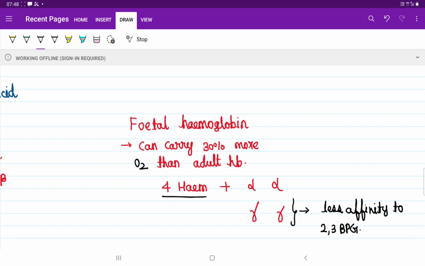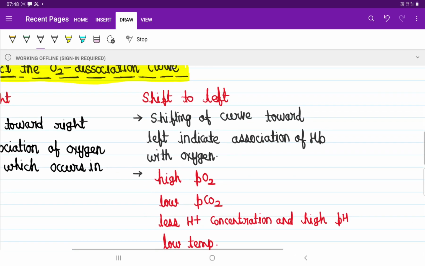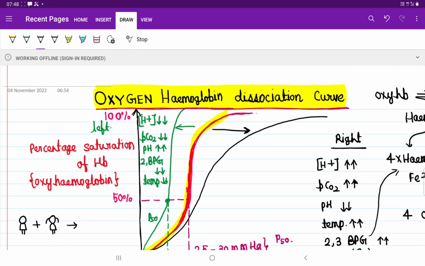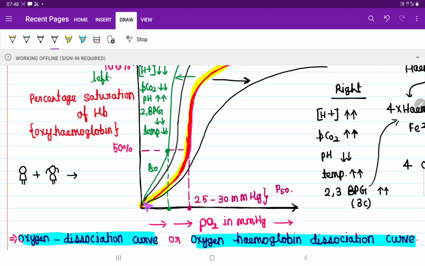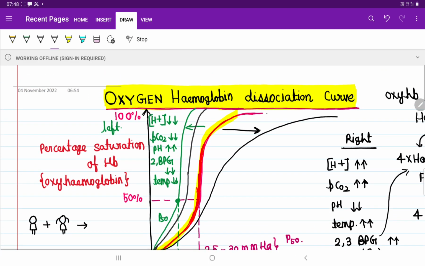Fine. Now I have a question for you. If I plot this hemoglobin F, fetal hemoglobin, as compared to adult hemoglobin, please tell me, will the curve shift left side or right side? Obviously left side. Why? Because even at less partial pressure of oxygen, they can saturate nicely, right? That's why this curve will shift left side. Fine. So this is about fetal hemoglobin, HbF.